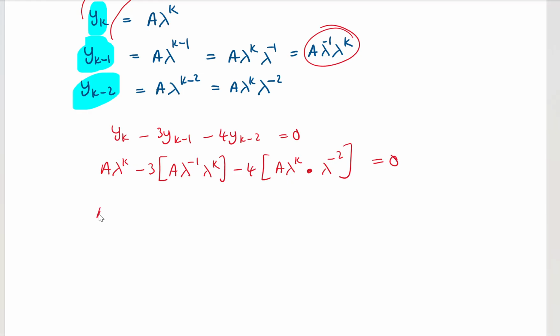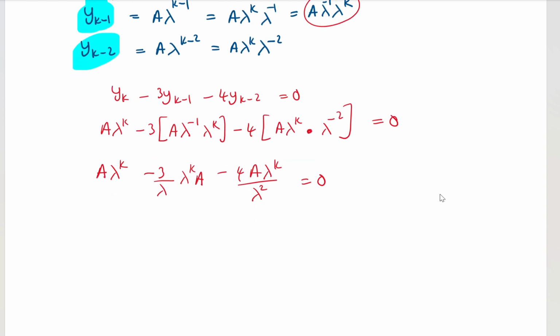Well, let's try to simplify. I've got a lambda to the power of k, minus 3 times lambda to the power of negative 1. Well, this is the inverse, so we can take it to the bottom. Then I've got minus 4 times lambda to the power of negative 2. Same applies to this: you take it to the bottom and it changes the sign. So we still have a there, and then lambda to the power of k divided by lambda squared, and you equate that to 0.